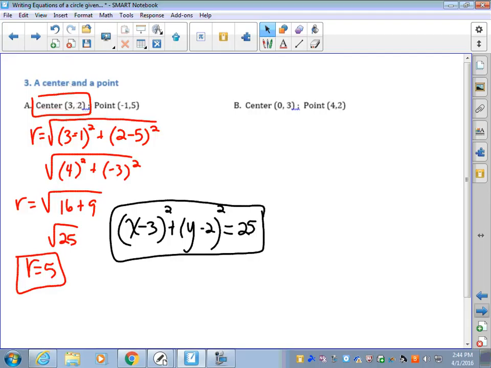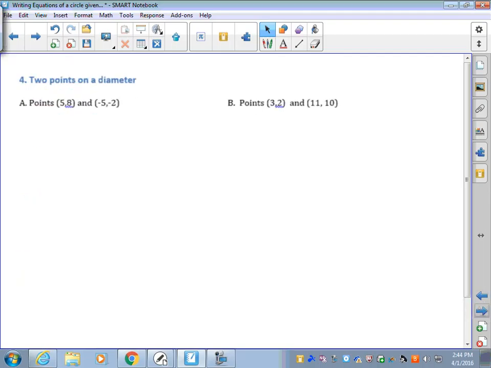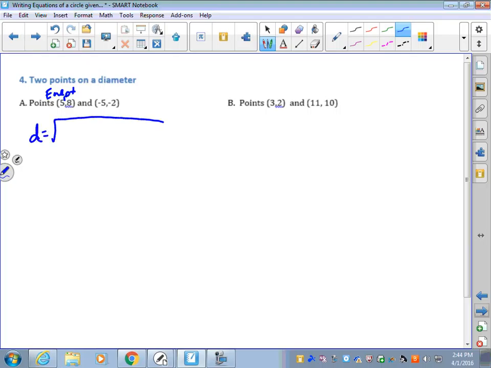Then on the next page, or on the back, they've given you 2 points on a diameter, meaning those are the endpoints. Okay, these are our endpoints to the diameter. So first we're going to do the distance formula, just like we did with the radius. We're going to find the distance of the diameter. Subtract your x coordinates, parentheses squared, subtract your y coordinates, parentheses squared.